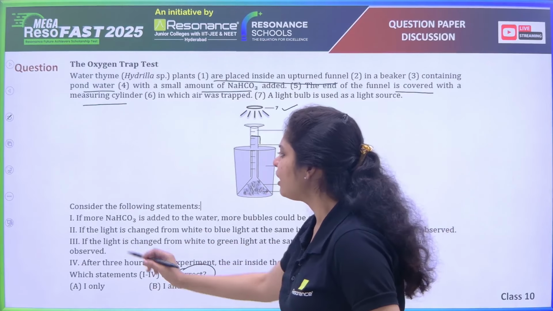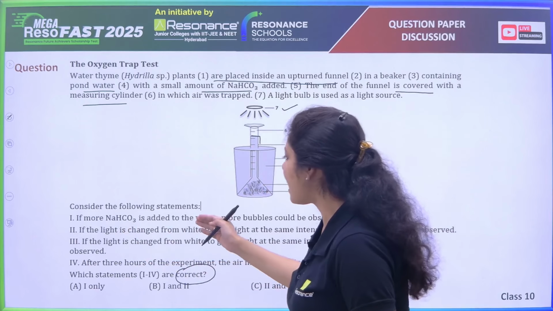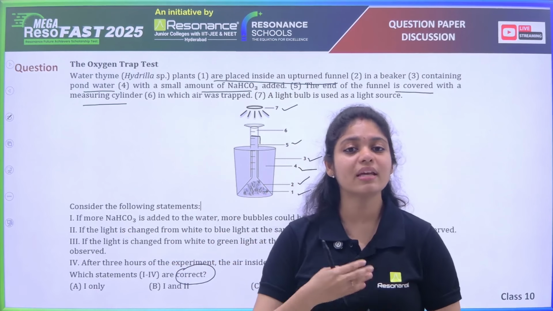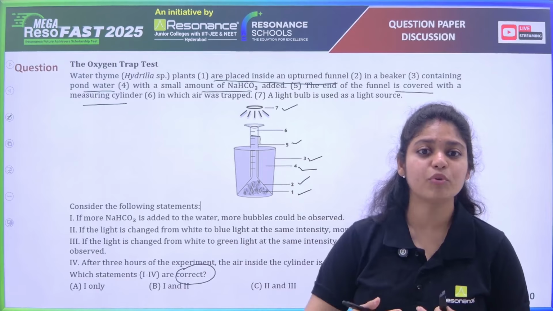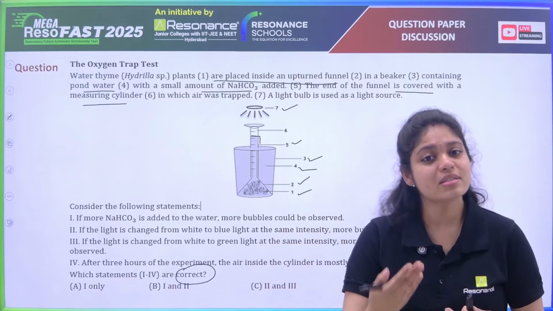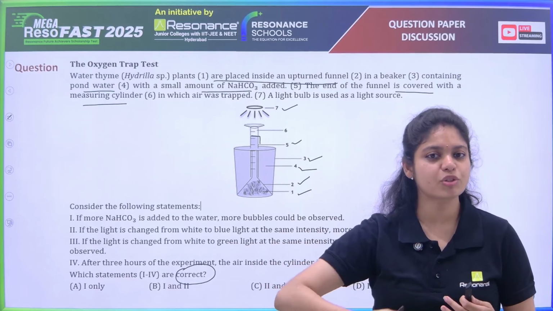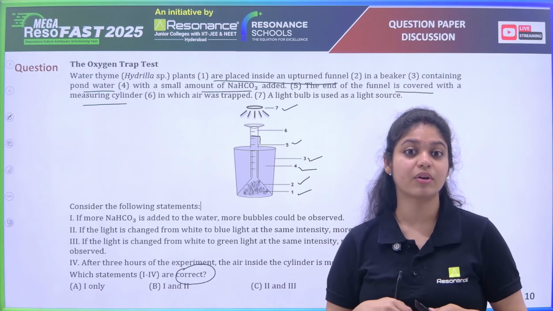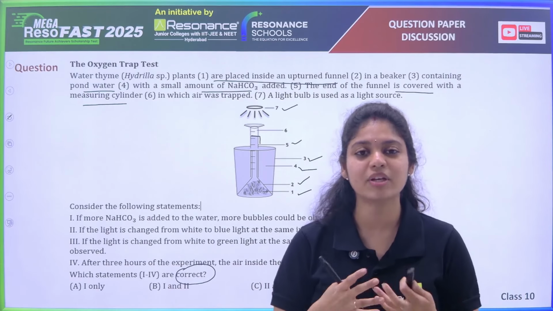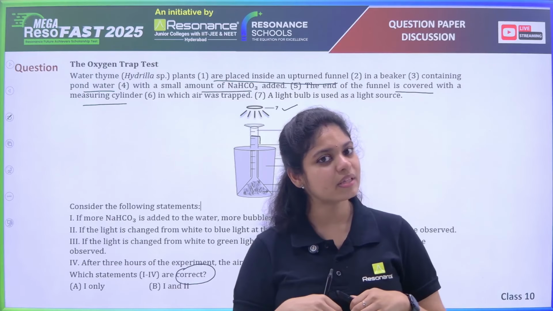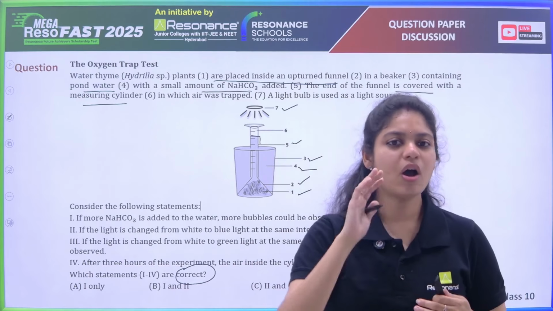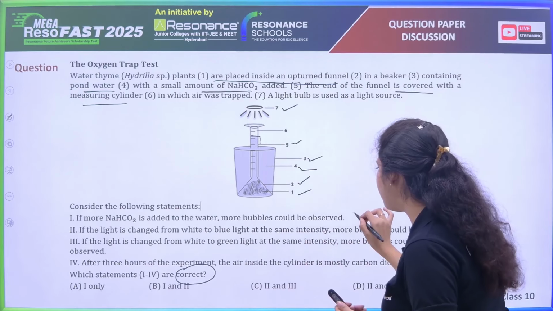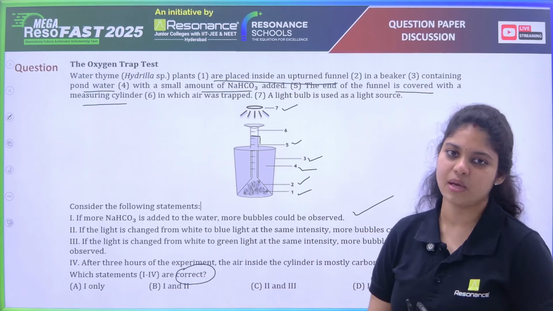So if you see, if more NaHCO3 is added to the water, more bubbles could be observed. If more NaHCO3 is added, then there will be more production of CO2. When there is more production of CO2, there will definitely be more photosynthesis occurring. When more photosynthesis occurs, the carbon dioxide will be used by the hydrilla and it will give out oxygen. When it gives out oxygen, definitely it will produce more bubbles. So this is a correct option.